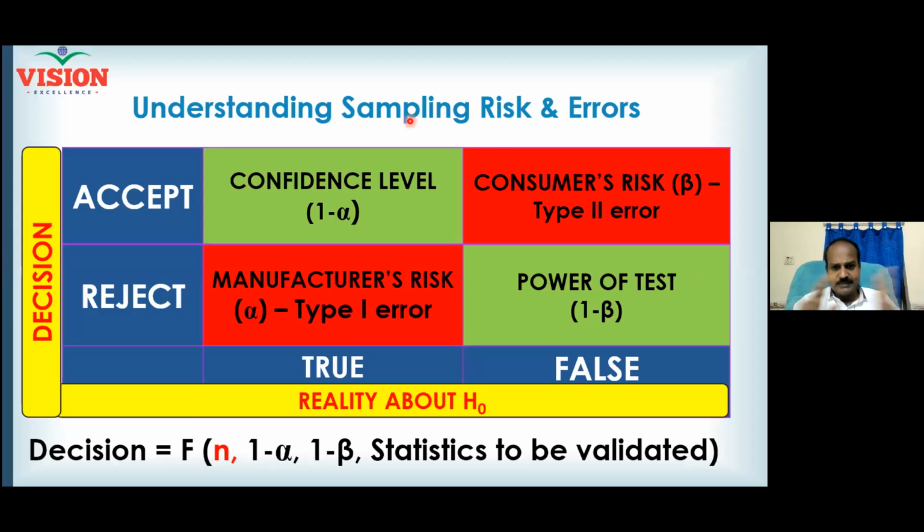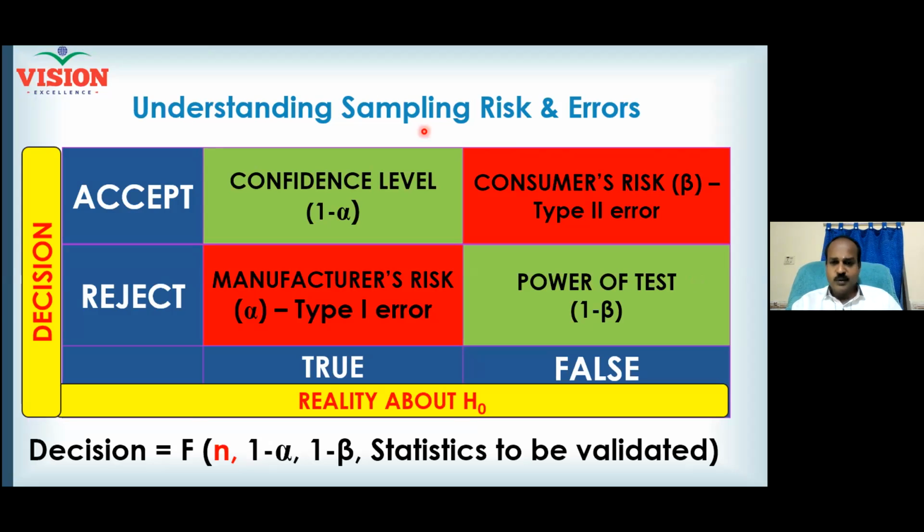Sampling risk. There are two types of error possible: type 1 error and type 2 error. What is type 1 error? Let me first explain the error with the manufacturing context, then we can connect it to hypothesis testing. Imagine you produced a good product. Your quality inspectors are rejecting the good product.